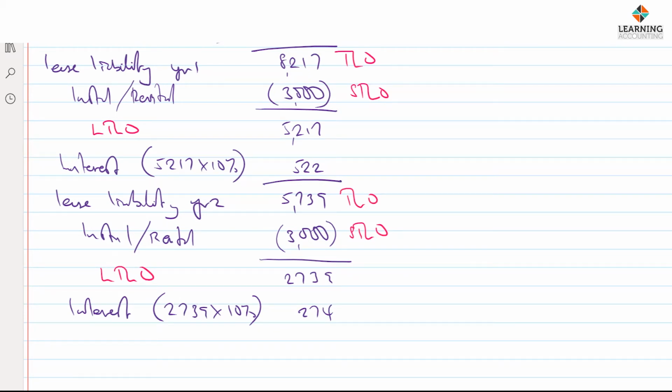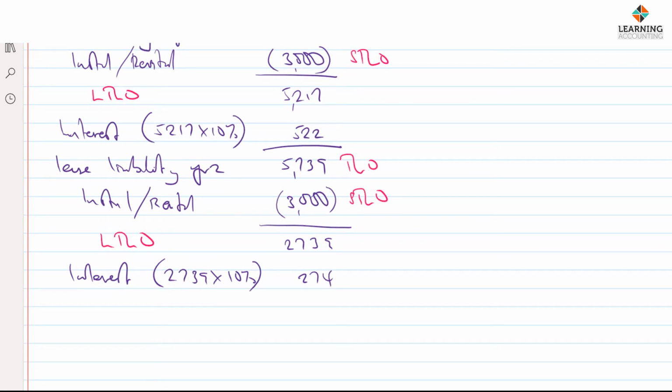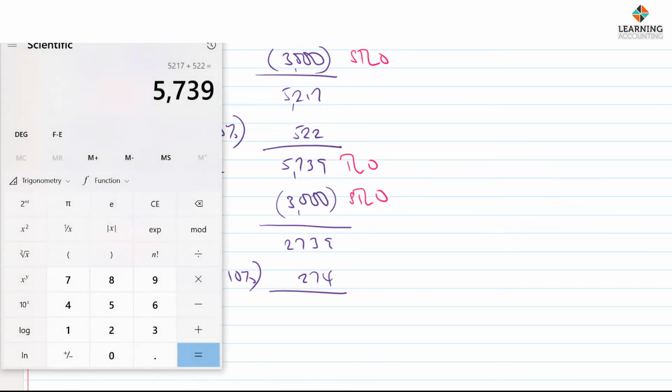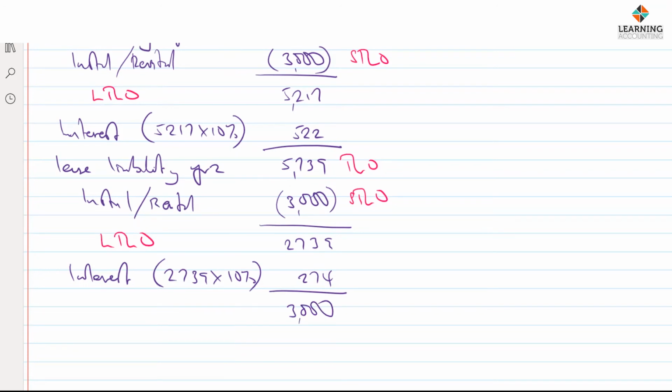And of course, because of approximation errors, we sum this up. 2739 plus 274, of course, we have 3013. Like I said, approximation issues. What we are supposed to have exactly should be 3000 at that date, which is supposed to be the lease liability at the end of year 3.